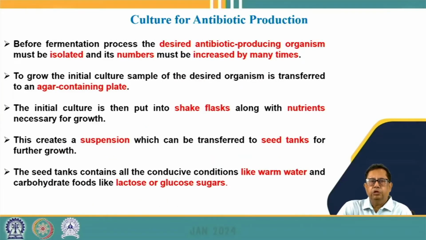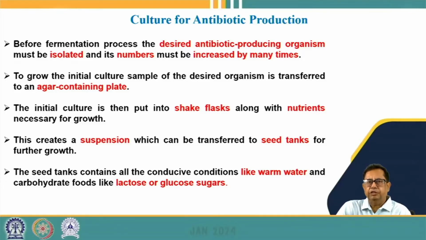So when we go for the fermentation process, the antibiotic producing microorganisms must be isolated, and their numbers have to increase many folds. So that's why we first have to go for culturing in a lab, and this culturing can be done by using an agar containing plate. That initial culture is generally done in the labs, and then it is taken to the shake flask, where the nutrients and the substrate required for the growth of those microorganisms are provided.